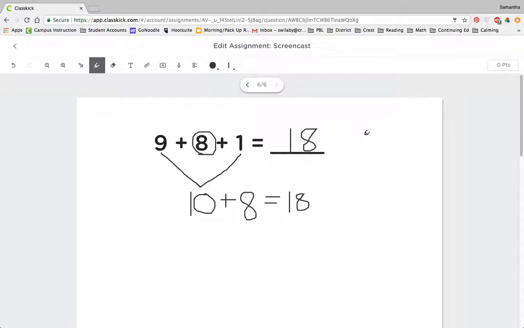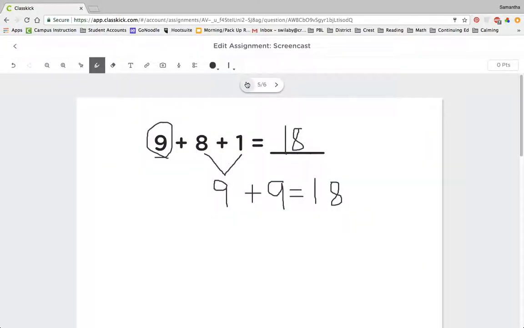As you're adding today and you're doing your work to show your understanding, I want to see you making these arrows down between the two that you have added first so that I can see that you're making your 10 or you're making a doubles fact. So please show that as you're adding so we can see your understanding of the strategy. As always, go back and rewatch the video if you need more examples and need help to better understand the strategy.